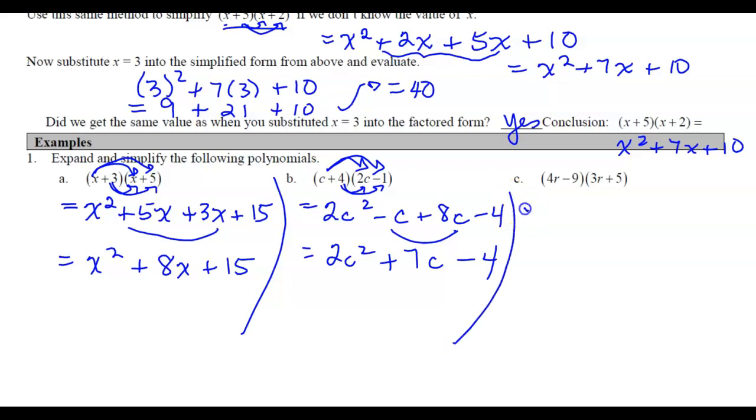Now, you may have heard of an acronym FOIL. So the word foil, like tin foil or aluminum foil that you use in baking or cooking. That's an acronym that sometimes students or teachers use.